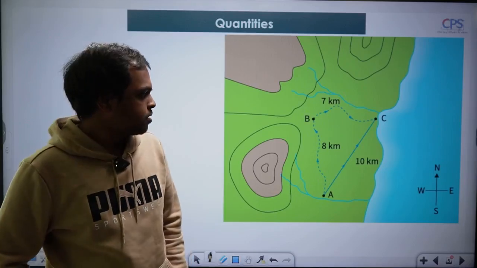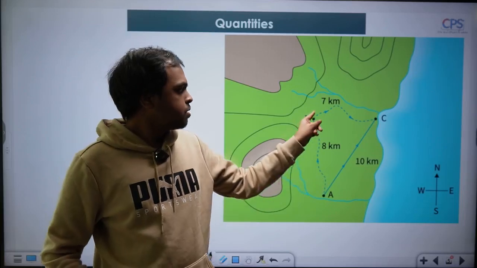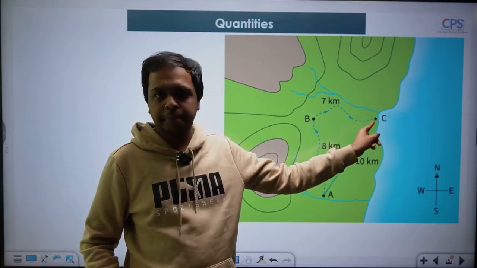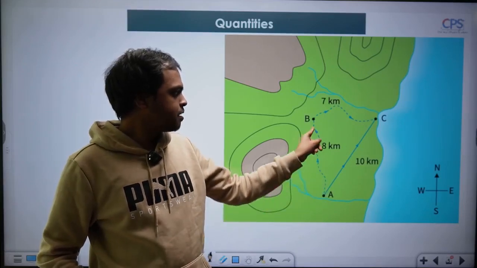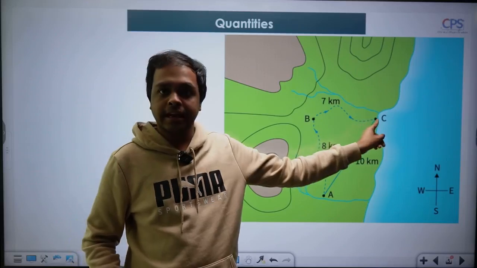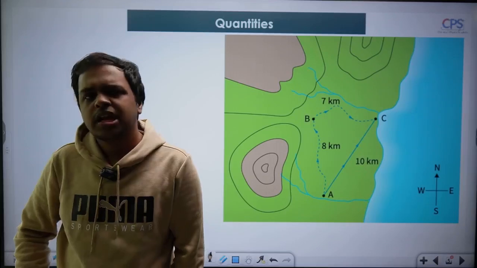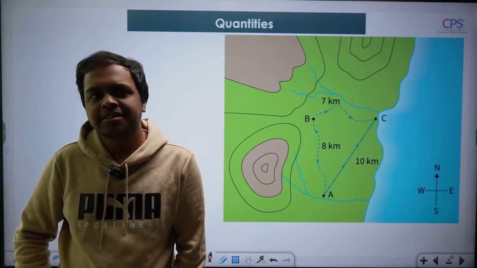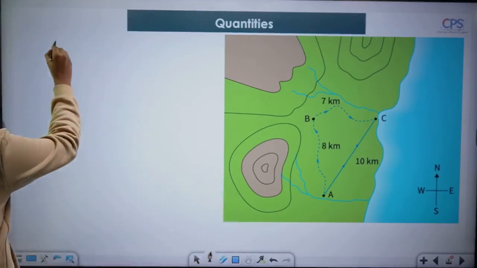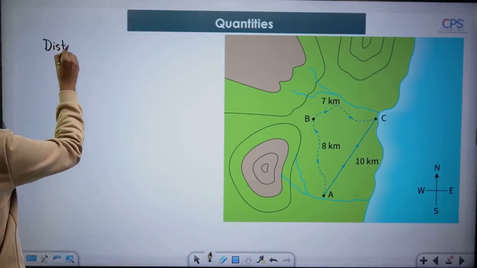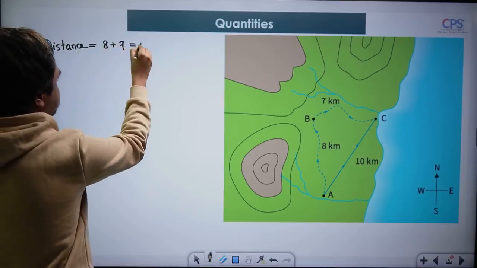Okay. So someone is going from point A to point C on the map, and the path is through B, right? From A along this curved path to B and then to C. So if I tell you to calculate the distance, you'll just do it very easily, right? That's not my point actually here. But anyway, let's start with it. Distance is 8 plus 7, and that's 15 kilometers.